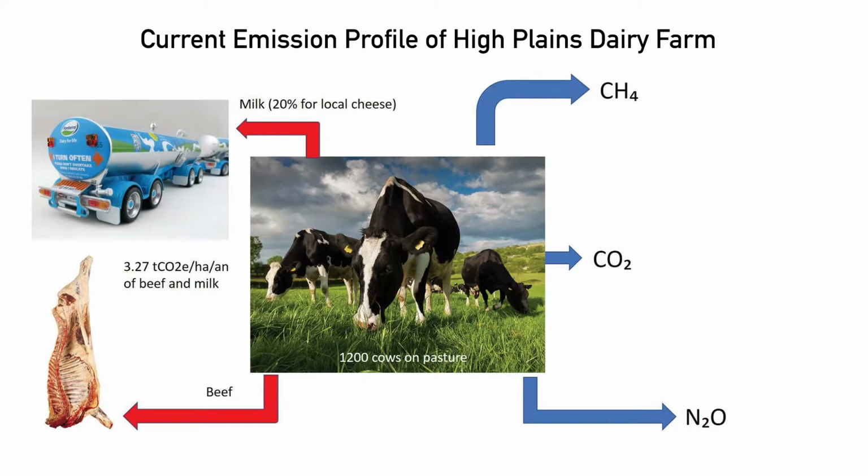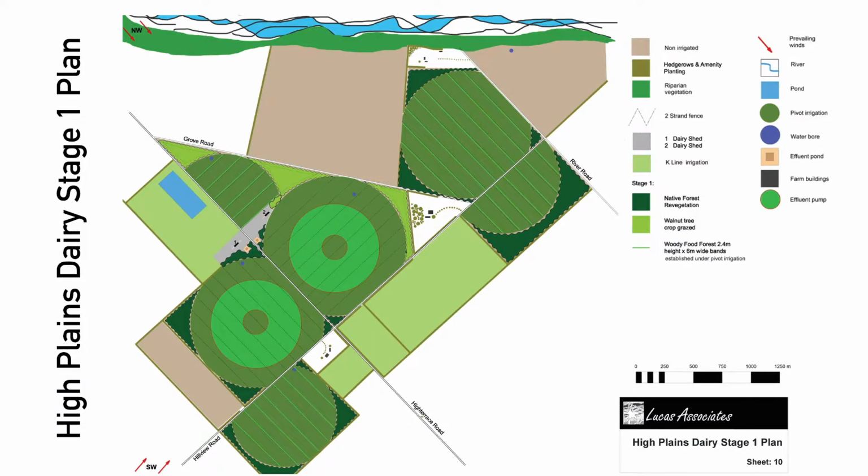What are the emissions in the current regime? This dairy farm, 700 hectares, supporting 1,200 cows. It's generating milk as well as some meat and some chooks. But it's also generating methane, carbon dioxide and nitrous oxide. So there are the quantums of those.